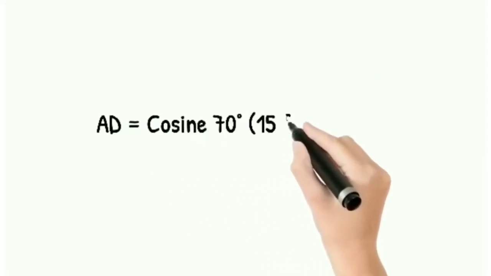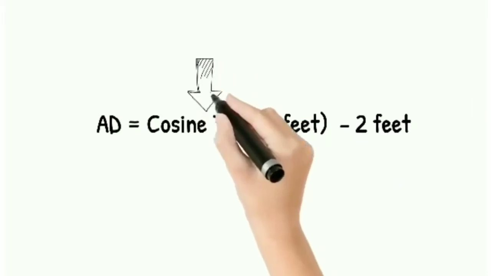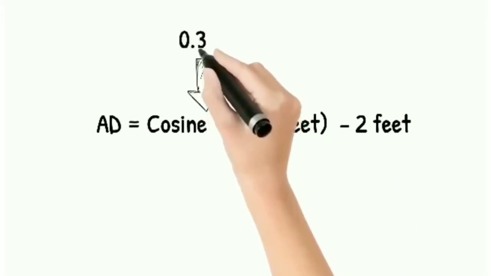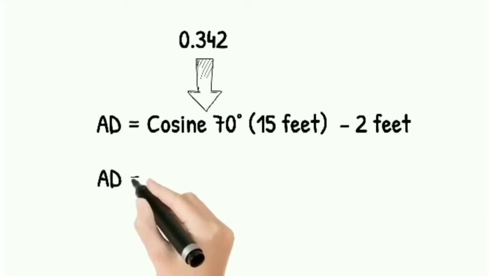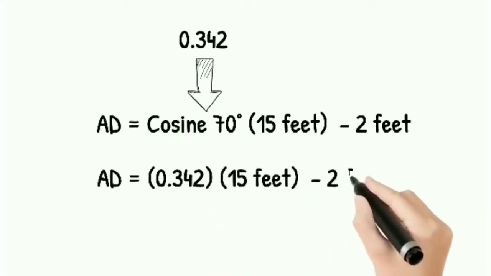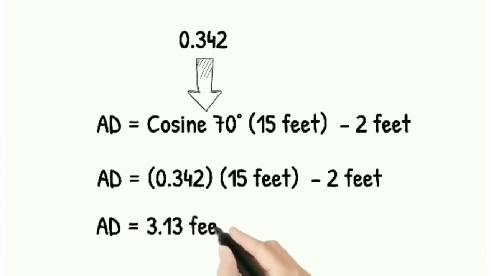Using a scientific calculator, cosine of angle 70 degrees is equal to 0.342. Thus, AD is equal to 0.342 times 15 feet minus 2 feet. Therefore, the distance of the base of the cube from the base of the cone is equal to 3.13 feet.